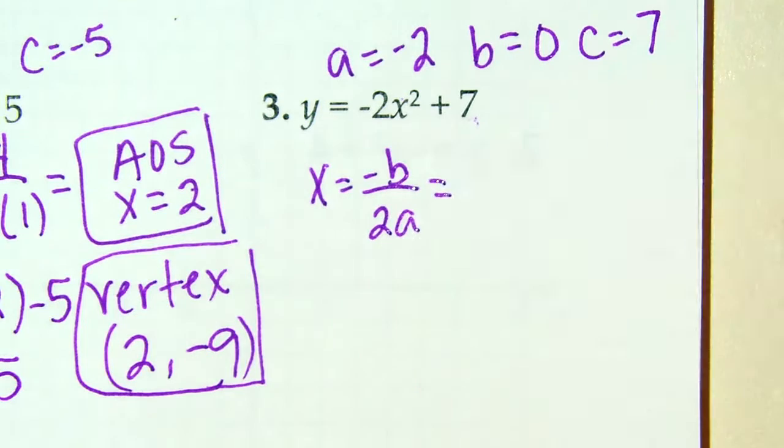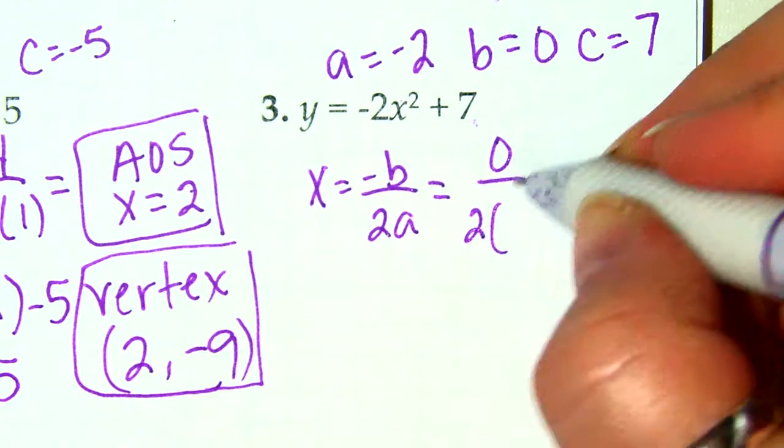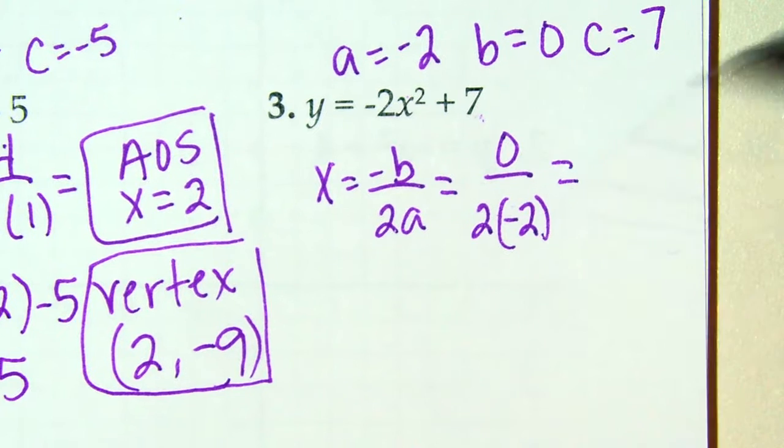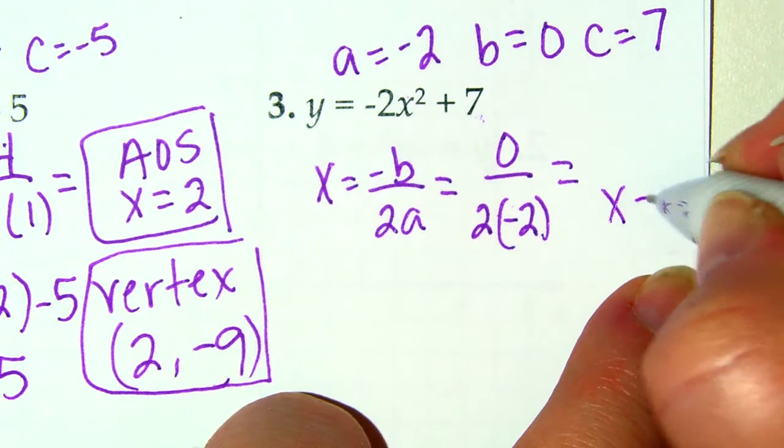So negative b, when it's 0, there's no negative 0, so you just put 0 on top. 2 times a, which is negative 2. So 0 divided by anything, it doesn't matter what that is, it's just 0. So that's our AOS.